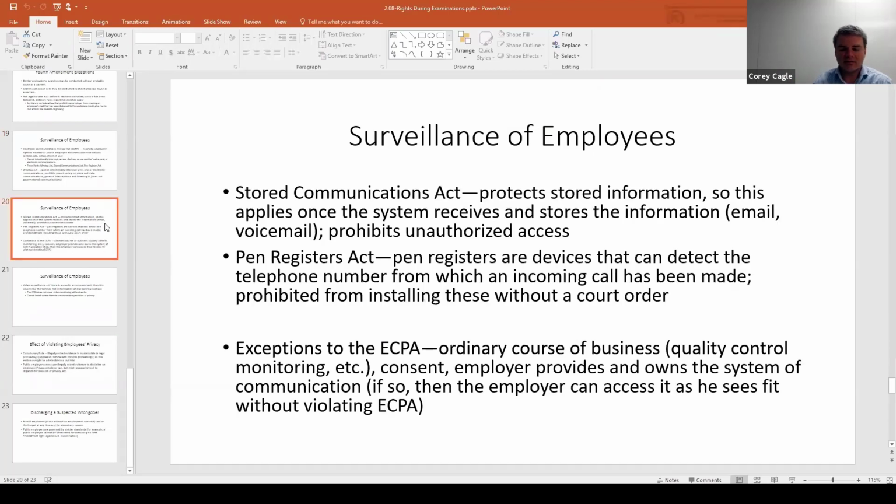Exceptions to that: if it's in the ordinary course of business, quality control, monitoring, and things like that. This is your call will be recorded for quality, that kind of thing. That's an exception. Consent, always an exception to this type of thing. And this exception, we've talked about this already a week or so ago, but if the employer provides and owns the system of communication, then they can do what they want. So the employer can access it as they see fit without violating this.